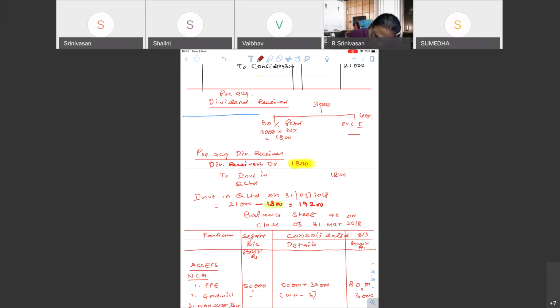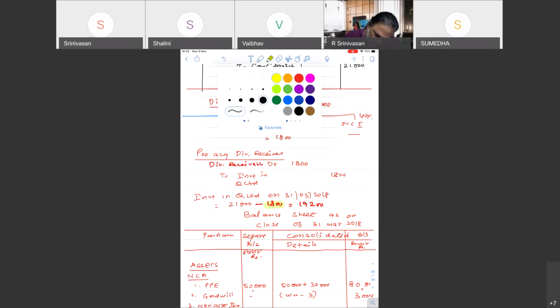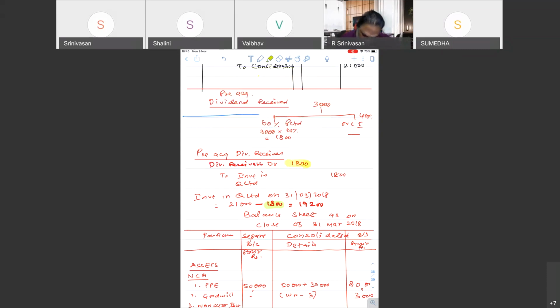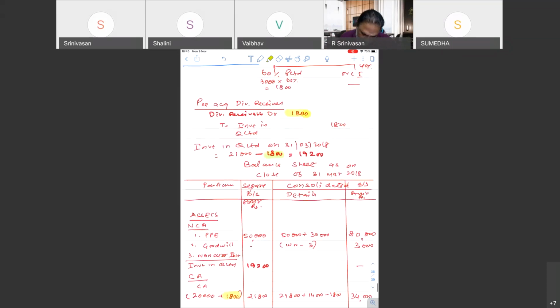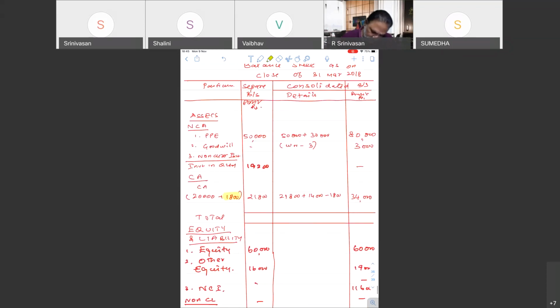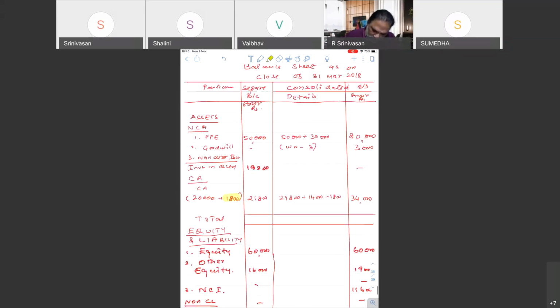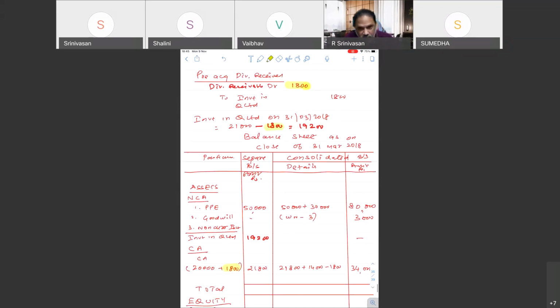Dividend receivable account debit to this. So here also this is not the bank, this is dividend receivable. This amount and this amount, this yellow highlighted thing, this is dividend receivable. Dividend receivable account debit to investment in Q Limited because dividend is yet to be paid.